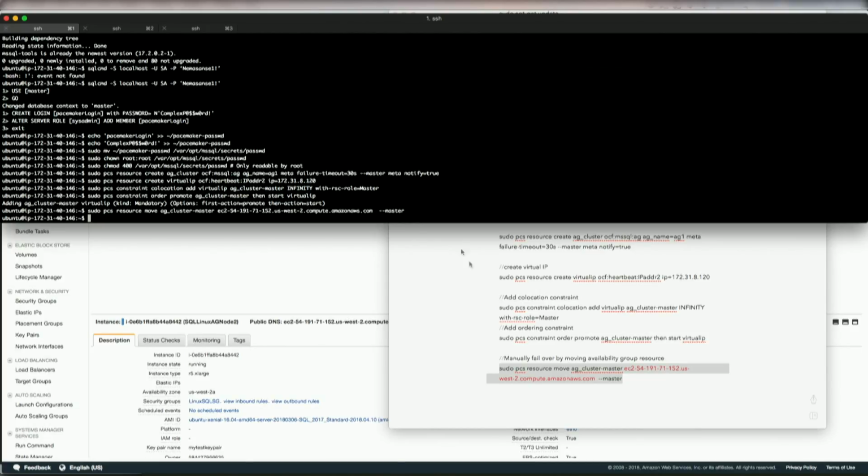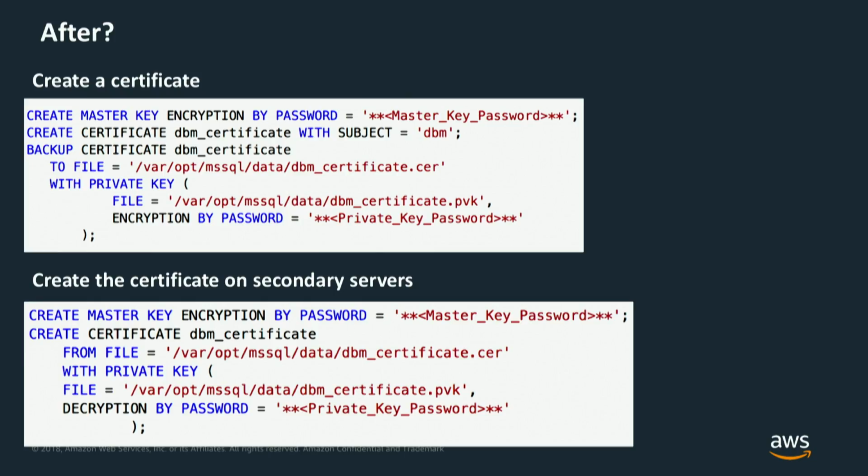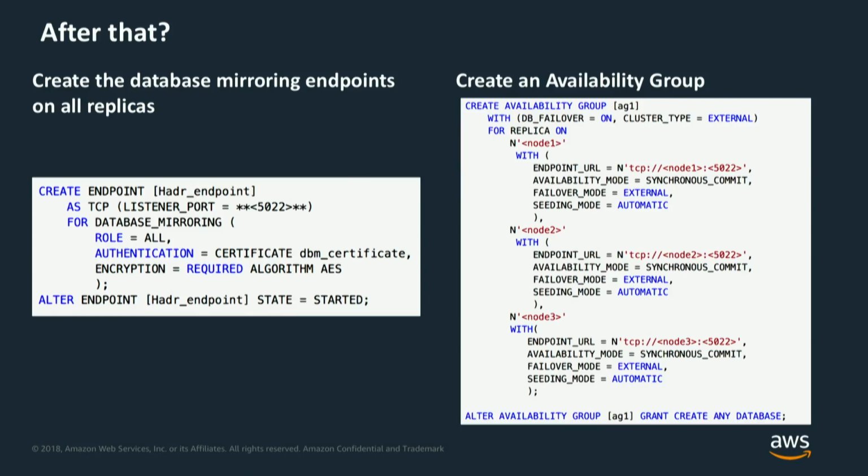And that's one of the things that I want to go back to my slide deck. I wanted to talk to you about what to do next. We need to first create a certificate that is going to be used, and then we need to create the certificate on the secondary servers as well. Once the certificates are created, then we need to create database mirroring endpoints on all replicas. These are going to be basic endpoints defining what ports they're going to be listening to on each and every replica.